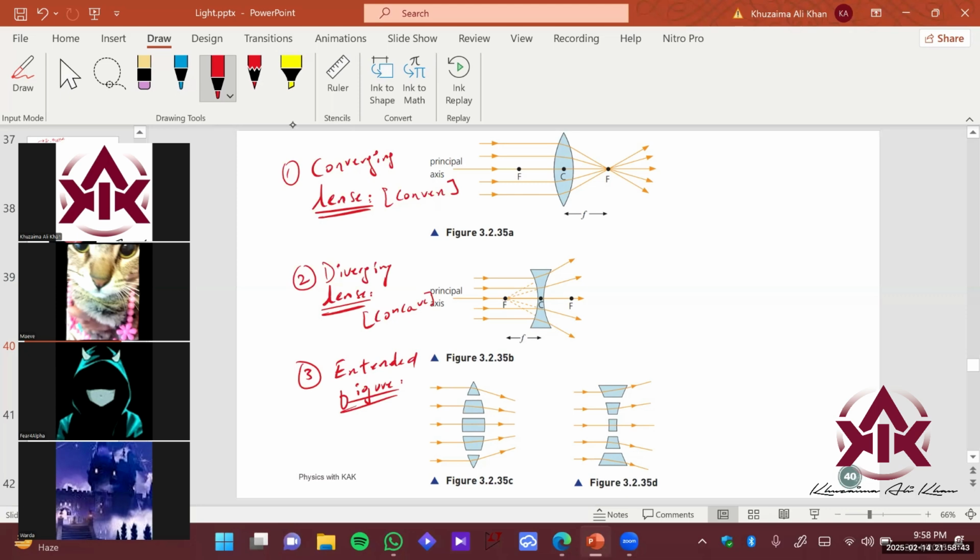Converging lens is basically thicker from the inside. You can see it is thicker from the center, and it is thinner at the edges, right? That's how you should identify it is a converging lens. Thinner at the edges.